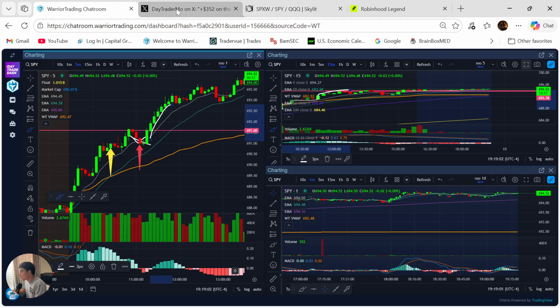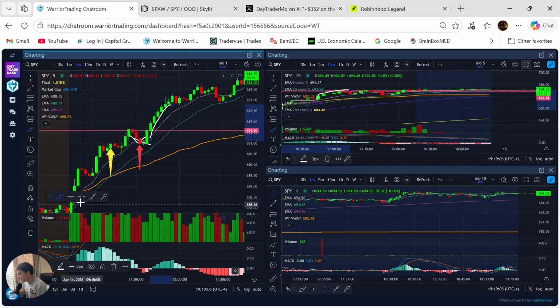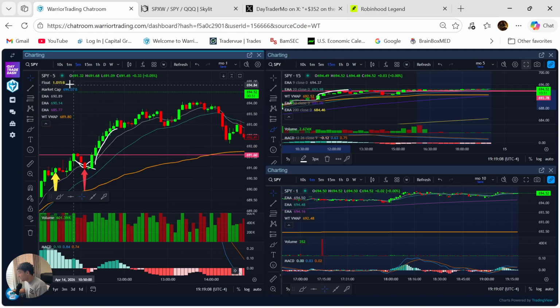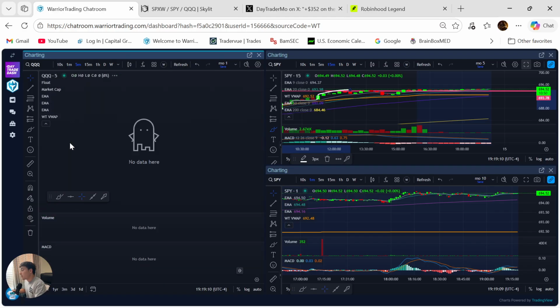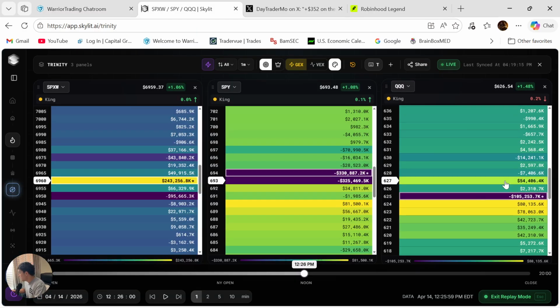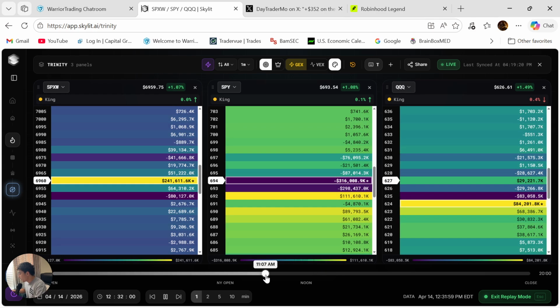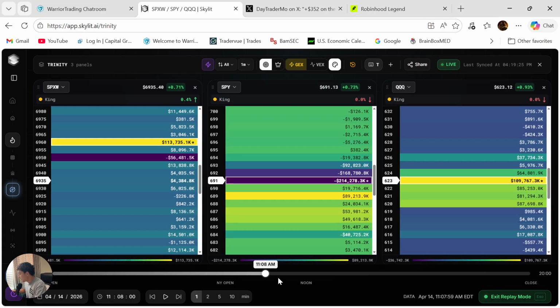Now let's fast forward a little bit on the Skylit so you guys can see, because this ended up squeezing up to 620. I was surprised that QQQ went up to 628. I was not expecting that. I was expecting 626 based on how these nodes were starting to stack up. The order just kept on staying still. Well, before it was at 626, it kept building up.